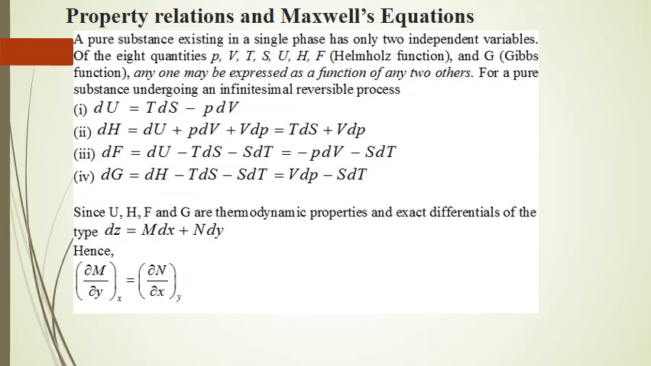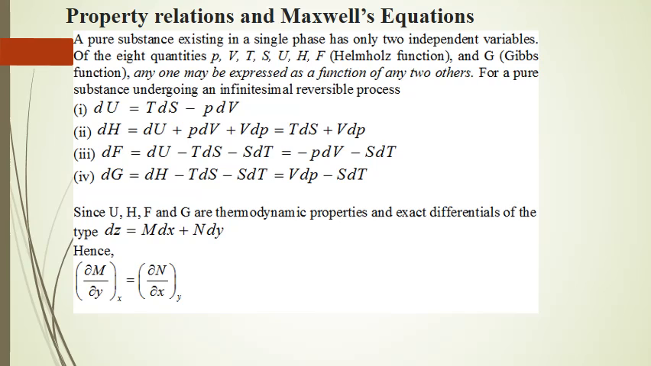Now Helmholtz function F is equal to U minus TS. Differentiating, we get dF is equal to dU minus TdS minus SdT. Now putting the value of dU here, we finally get minus PdV minus SdT. Now Gibbs function G is equal to H minus TS. Differentiating, we get dG is equal to dH minus TdS minus SdT. Now putting the value of dH here, finally we get VdP minus SdT.